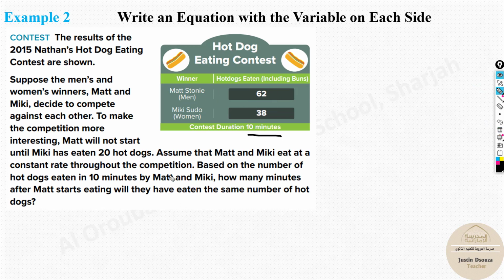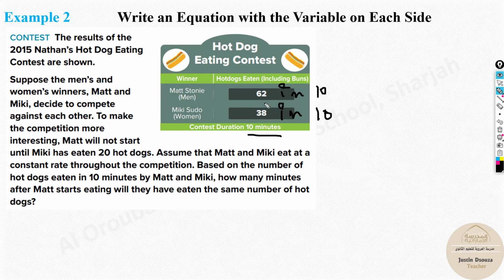Here, they want how many minutes? Now I will tell you the situation. This is the rate at which Matt eats: 62 hot dogs in 10 minutes. Mickey, the girl, eats 38 in 10 minutes. So it's natural, because guys usually eat quicker and more than females. So this is the difference.